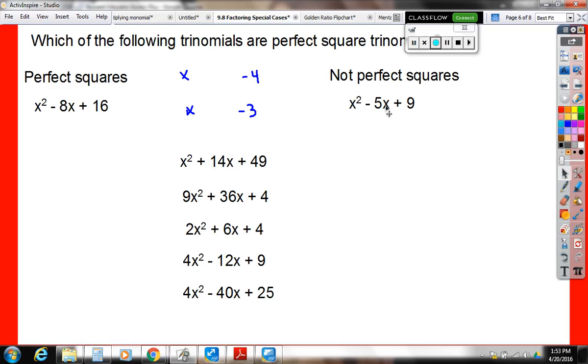Okay, what about the next one? Mackenzie, is that a perfect square trinomial? Yes, it is. Yeah, so it is. Yes, good.